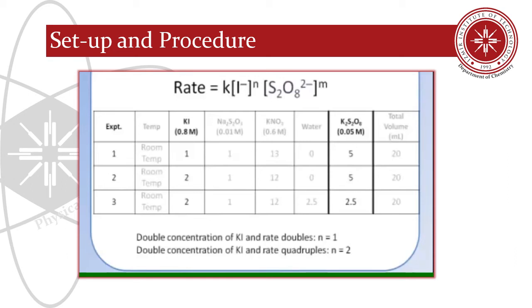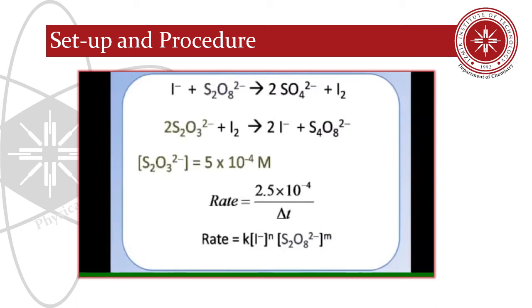Knowing this information, and knowing the reactions that take place, we can calculate the rate constant K. The concentration of thiosulfate, our clock, was 5 by 10 to the minus 4 molar, if you look at our reagents. When we look at the balanced equations, we see that the concentration of persulfate is half this. It's a 1:2 ratio, so the rate of consumption of persulfate is 2.5 by 10 to the minus 4 divided by the time taken for the solution to turn blue. Once we know the rate, we know our concentrations, and we know N and M from the concentration studies, we can calculate K.